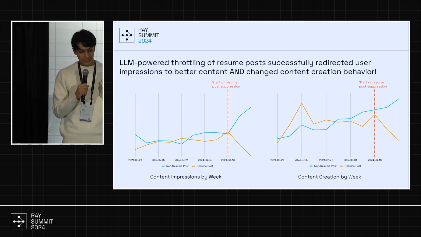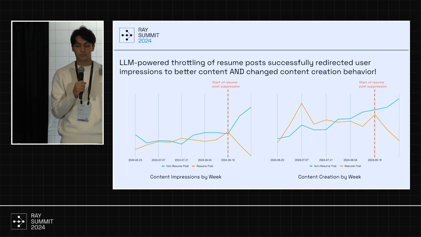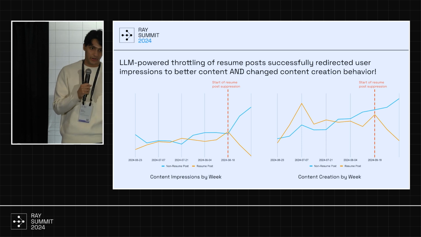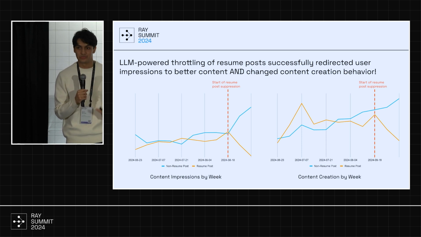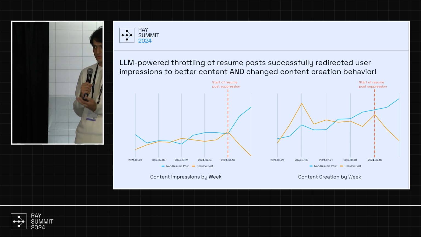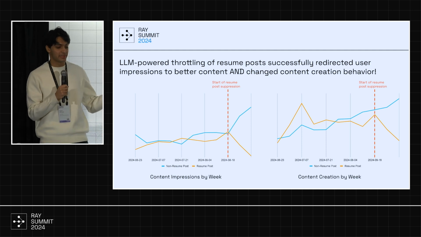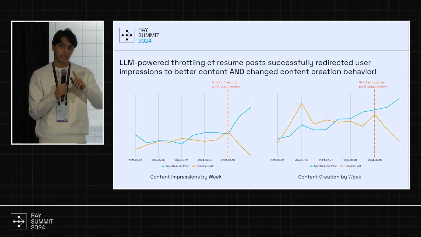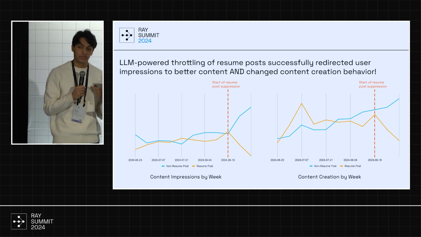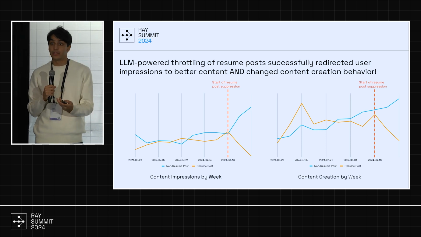But the second chart I find even more interesting because it proves one thing about humans, which is that we are a primate subspecies. We mimic what others do. So if others are creating a lot of resume posts, we make resume posts. If others are doing something else, we will do something else. And there was almost no lag to this. It was basically the same week that we launched this resume post suppression that we saw the change not just in where the eyeballs are going in impressions, but also the user behavior in terms of creating new content.